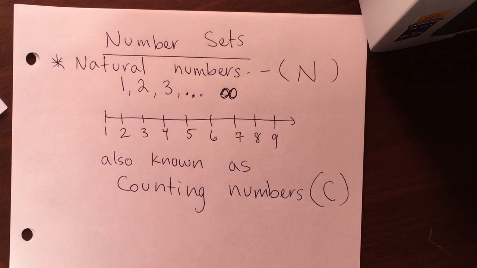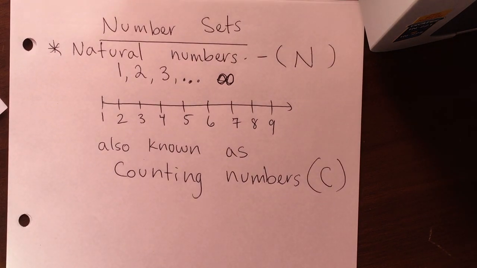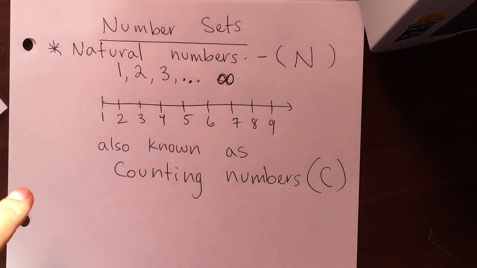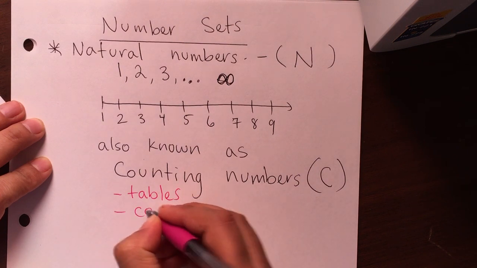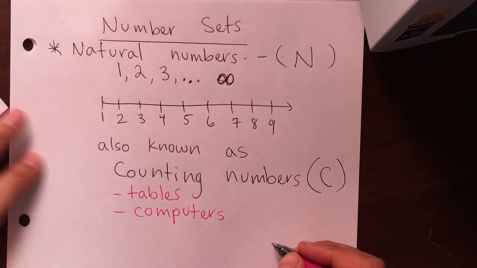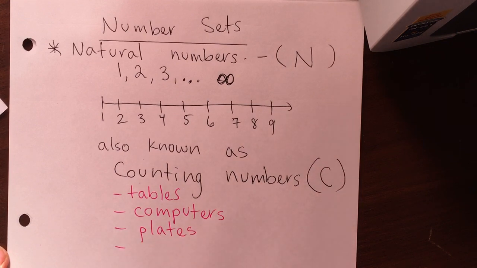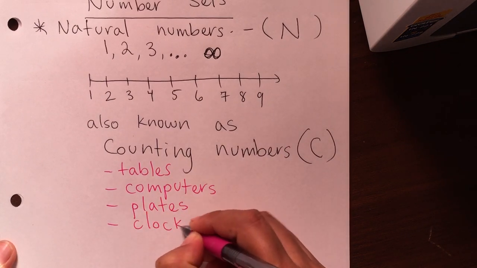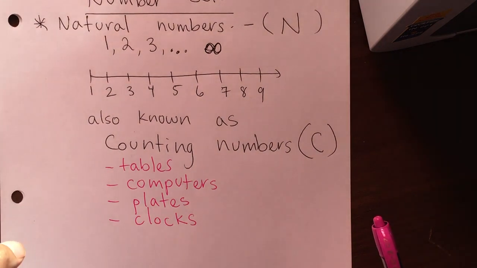Okay, so when can we use the number set of natural numbers or counting numbers? Well, we can say that when we need whole numbers, or that we can start counting things, and we always start counting, we never say 0 tables, 1 table, 2 tables, right? When we count them, we start counting at 1. So maybe tables, computers, plates. And these are just some examples, but most definitely there can be more. Clocks. And so anything where we're just taking countability of, or that we need to count, okay?